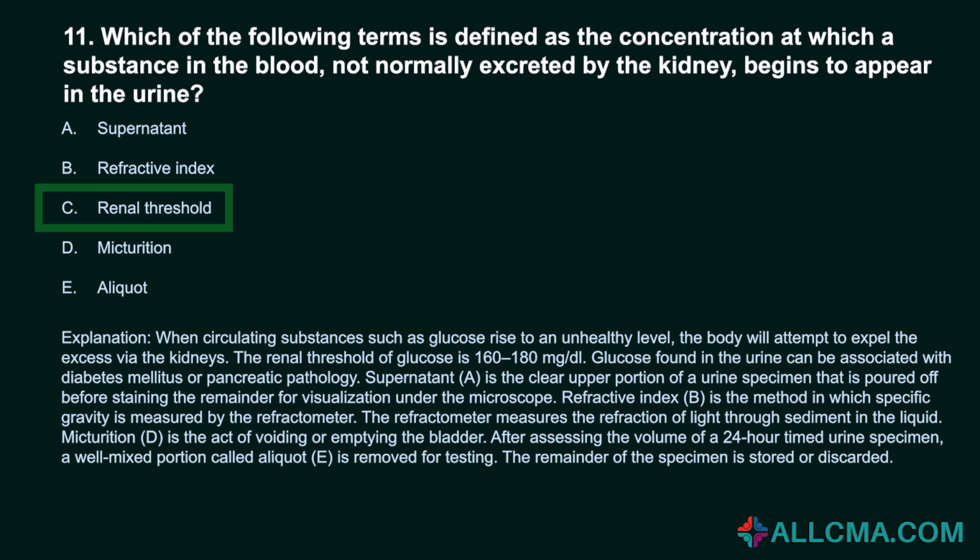Supernatant, A, is the clear upper portion of a urine specimen that is poured off before staining the remainder for visualization under the microscope. Refractive index, B, is the method in which specific gravity is measured by the refractometer. The refractometer measures the refraction of light through sediment in the liquid. Micturition, D, is the act of voiding or emptying the bladder. After assessing the volume of a 24-hour timed urine specimen, a well-mixed portion called aliquot, E, is removed for testing. The remainder of the specimen is stored or discarded.